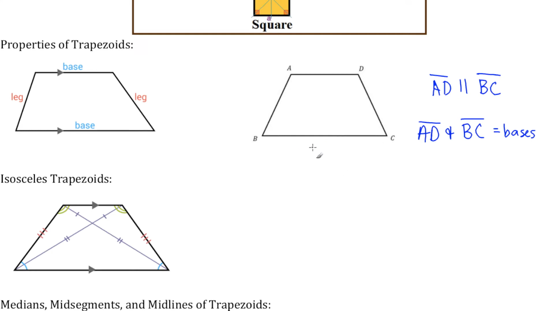Technically, you could put the AD down here and the BC up here, upside down, but it's fine either way. And these are called legs. So in ours, AB and DC are legs. They both are legs.